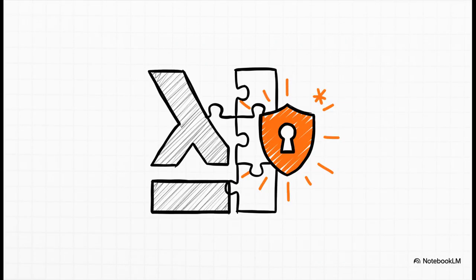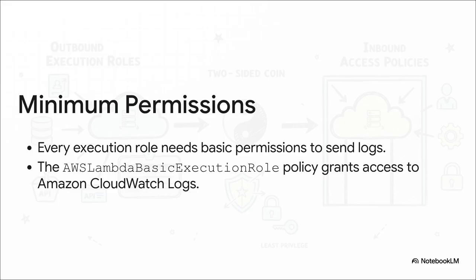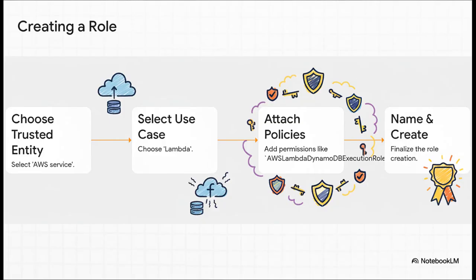And let me be super clear about this. This is not optional. You literally cannot create a Lambda function without one. That's how fundamental the execution role is to the whole security model. It's baked right in from the start. And at the bare minimum, the absolute floor, every single function needs permission to write logs, so you can see what it's doing. AWS makes this easy with a standard policy, the AWS Lambda Basic Execution Role. Even if your function's job is just to say hello, it still needs this permission to log that message to CloudWatch.